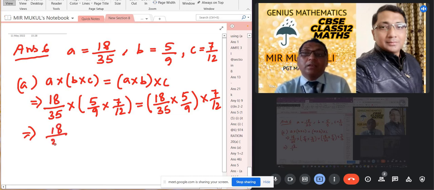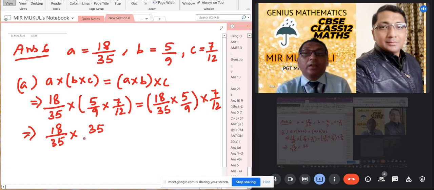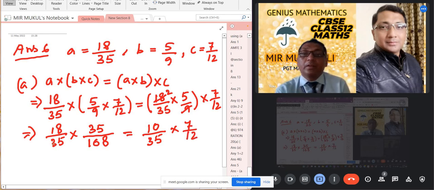So 18 by 35. Here nothing will be cancelled. So 7 5s are 35, and 12 into 9 is 108. Or here also, if we simplify, we can cancel by 9. 9 2s are 18. So here we are getting 10 by 35 into 7 by 12. Now 35 cancel.